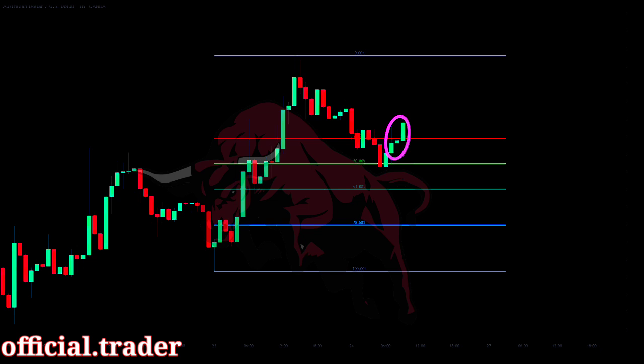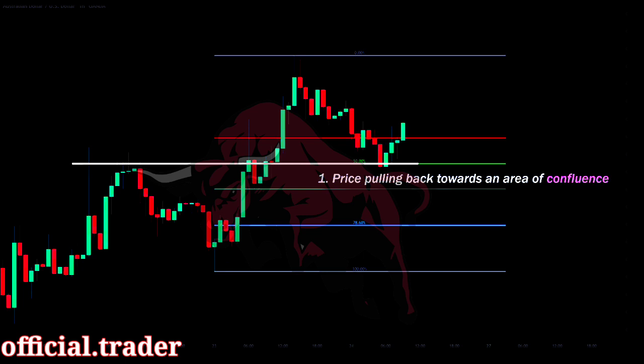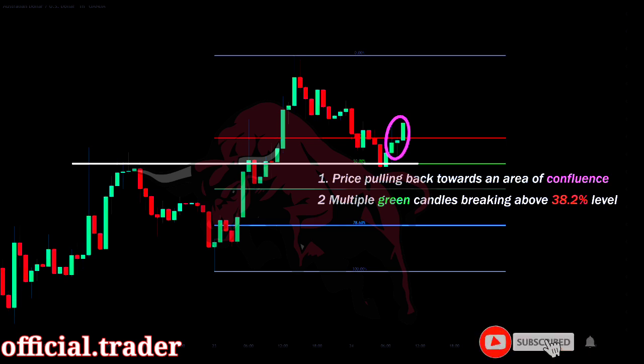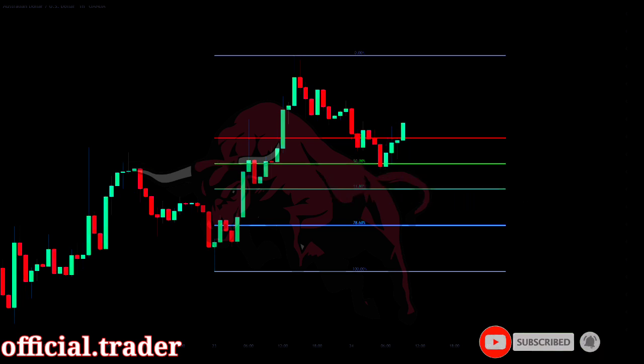So let's recap what we have currently. First, we have price pulling back towards an area of confluence, which is a Fibonacci level and a resistance level at the same time. And second, we can also see signs of upwards momentum indicated by multiple green candles breaking above the 38.2% level. We can conclude that the price will likely bounce at this level, and so this is a good opportunity to take a long position.